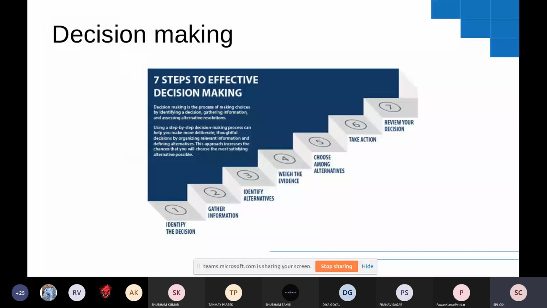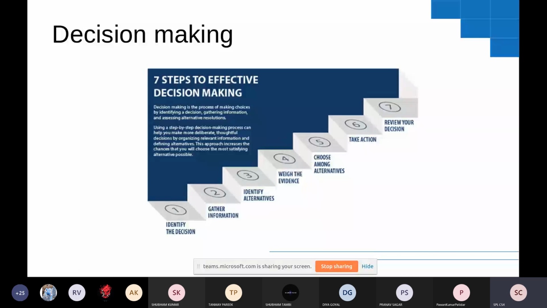Jumping to how to compare web frameworks, we are finally making some decision. So let's understand what a decision is. There are seven steps of a fully structured decision-making process. And what is decision making? It's a process of making choices by identifying a decision, gathering information, and assessing alternative resolutions using a step-by-step approach.